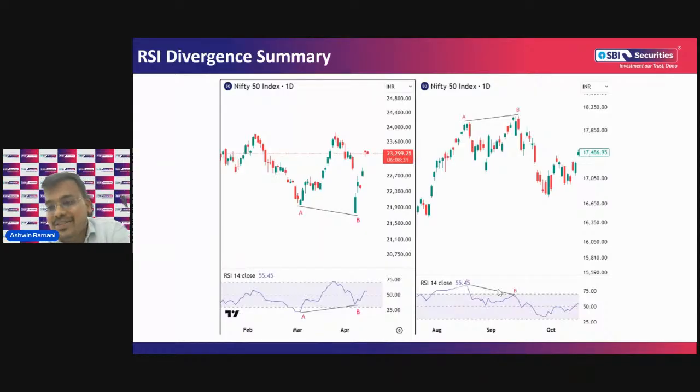I mean, news is something that is not in our control, and when news comes in, all your levels, all your support, resistance and all your indicators go for a toss.